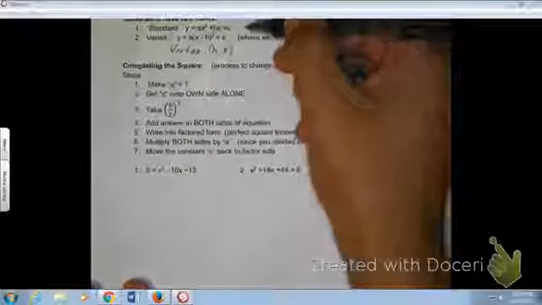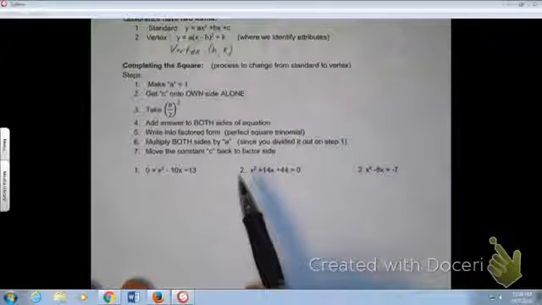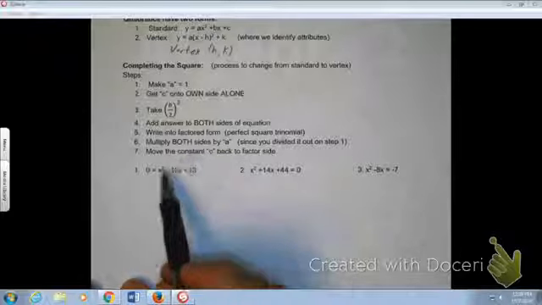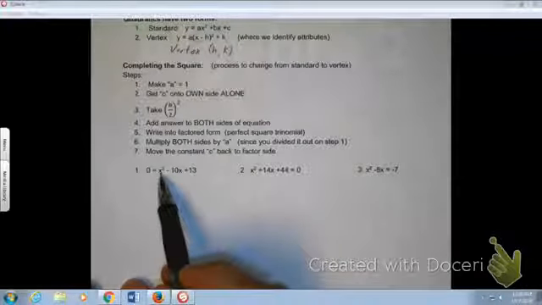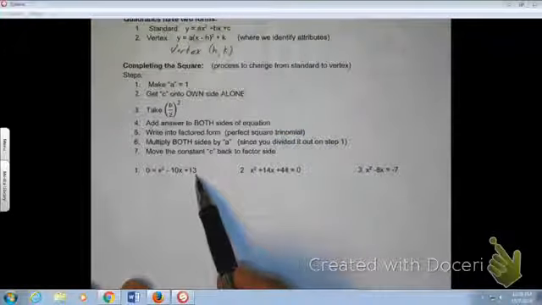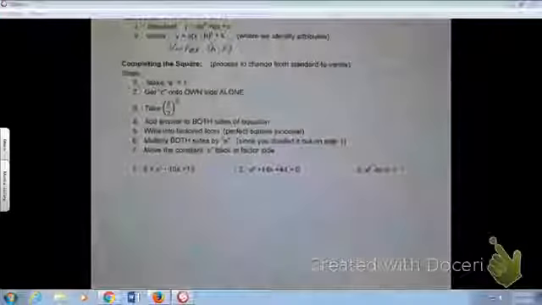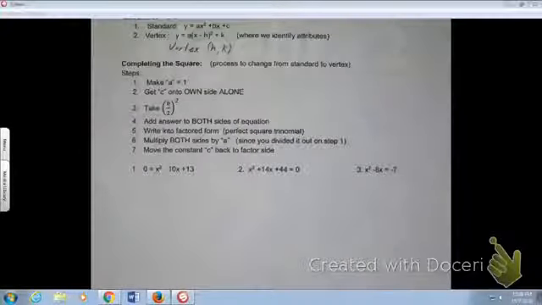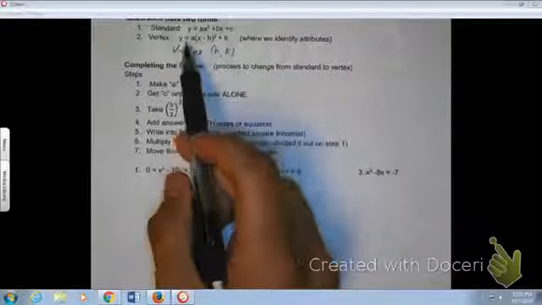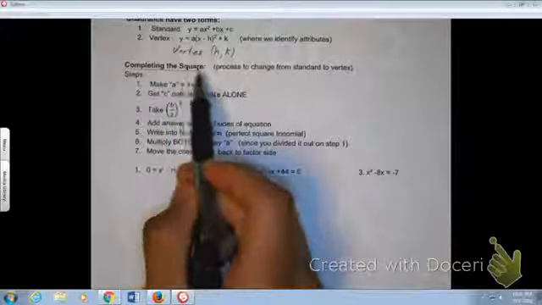Okay? So, we're going to be working with quadratics that are in standard form, right? Y equals a number x squared, ax squared, plus a number x plus another number. Yeah? Our whole point of today is turning something that looks like this, which is standard form, into vertex form. And we're going to do that by completing the square.